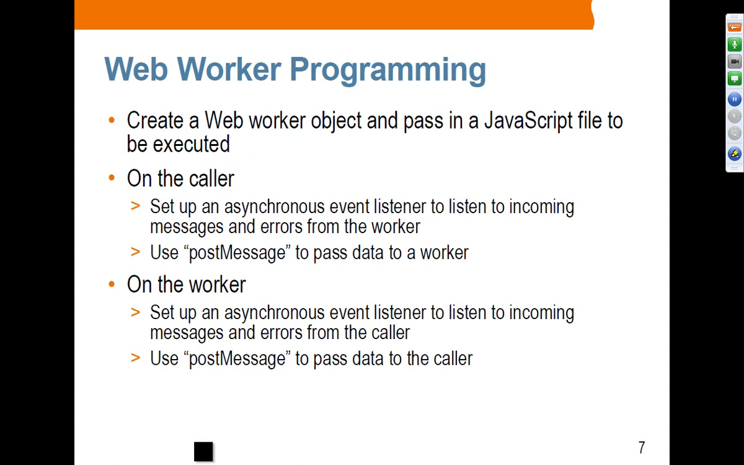The way that you are going to use web worker is basically creating a web worker object, passing the JavaScript file to be executed. Okay, and on the caller side, you're setting up an asynchronous event handler for receiving messages and errors from the worker, and the caller can use postMessage to send a message to the worker. And the worker has exactly the same programming model. It can set up the onmessage event listener for receiving messages from the caller, and it can use postMessage to send a message to the caller.